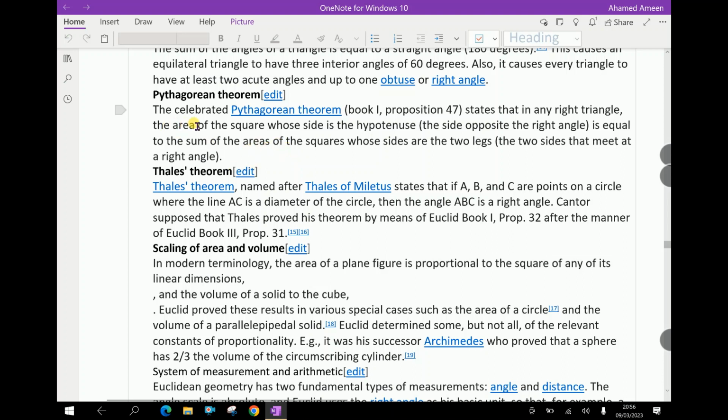Further, the celebrated Pythagorean theorem states that in any right triangle, the area of the square whose side is the hypotenuse, that is the side opposite the right angle, is equal to the sum of the areas of the squares whose sides are the two legs. That means the two sides that meet at a right angle.